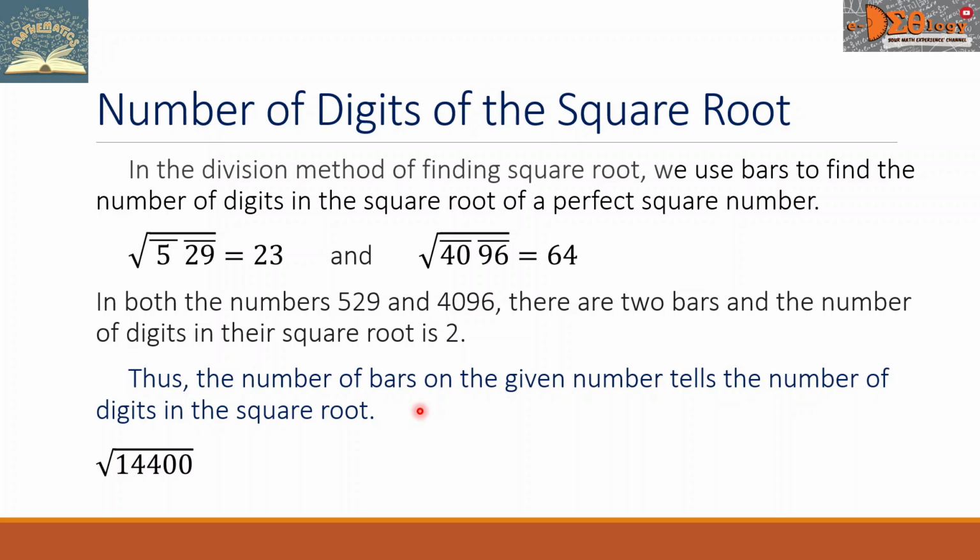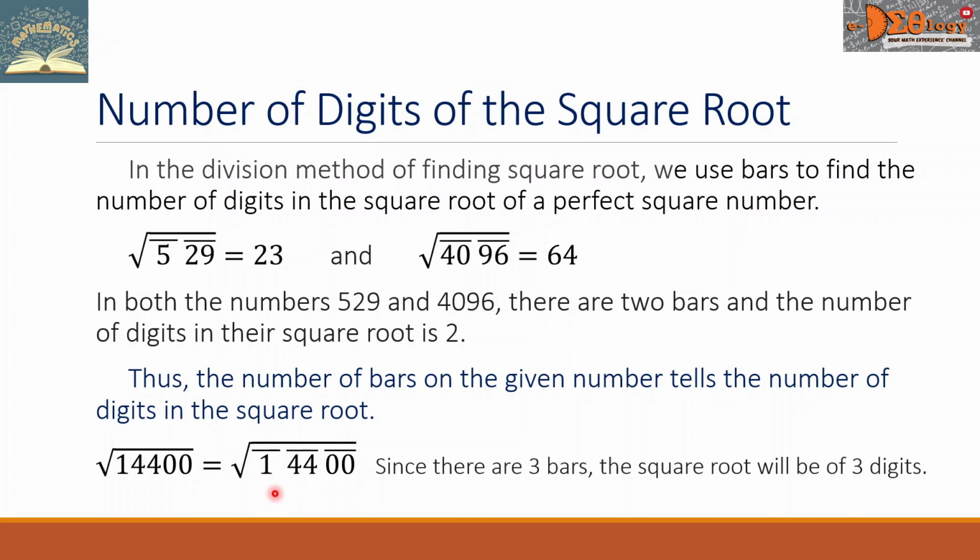Let's have another example, the square root of 14,400. When we put the bars, it will look like this. One bar for 00, another bar for 44, one bar for the number 1. Since there are 3 bars, the square root will be of 3 digits.